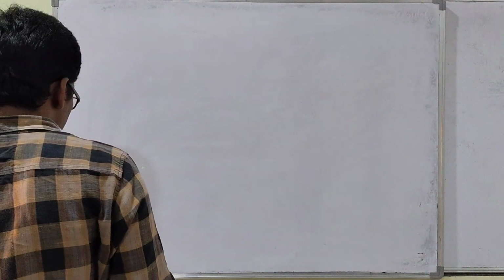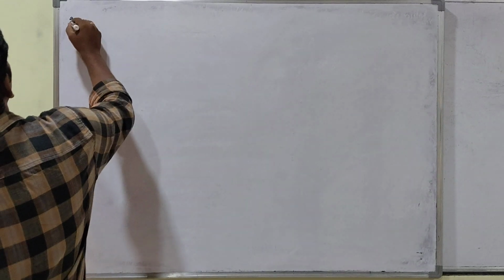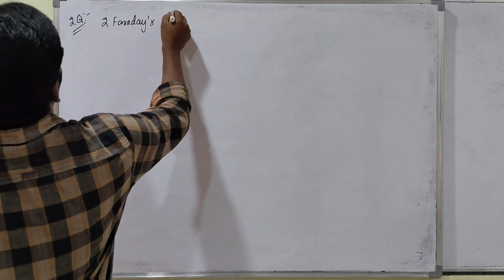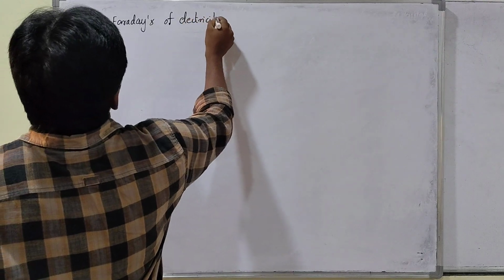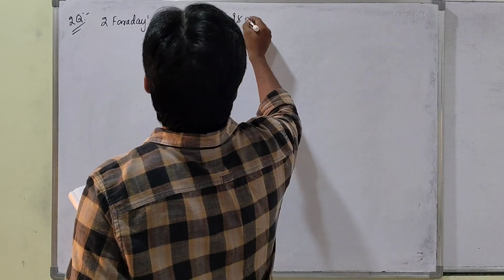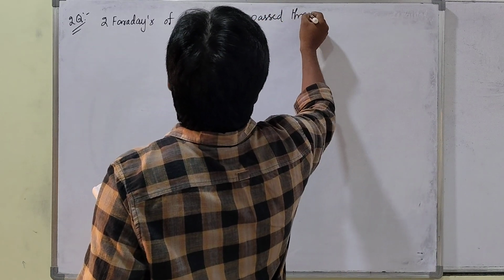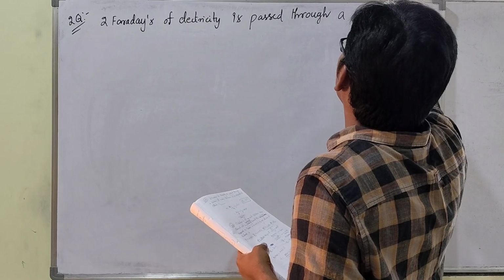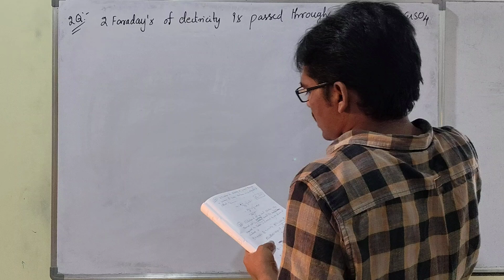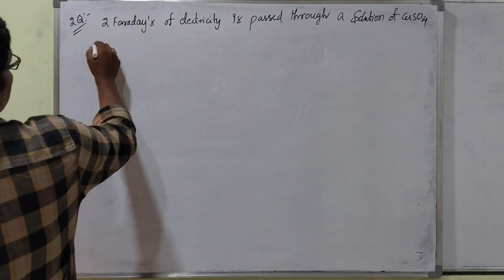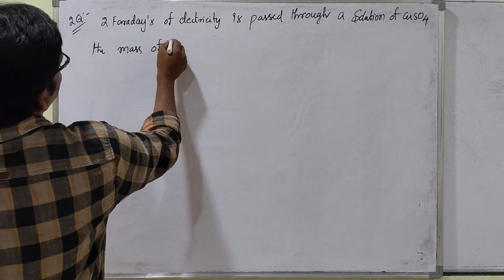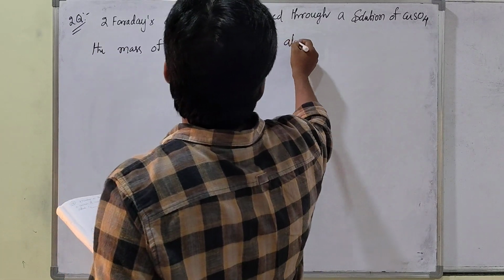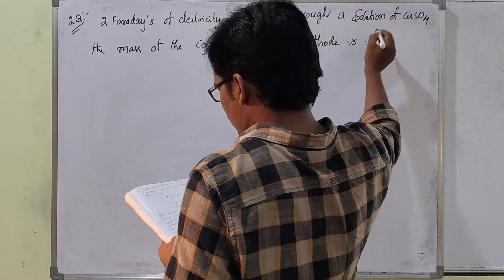2 Faradays of electricity is passed through a solution of copper sulfate, CuSO4. The mass of the copper deposited at the cathode is... They're asking a question like this.